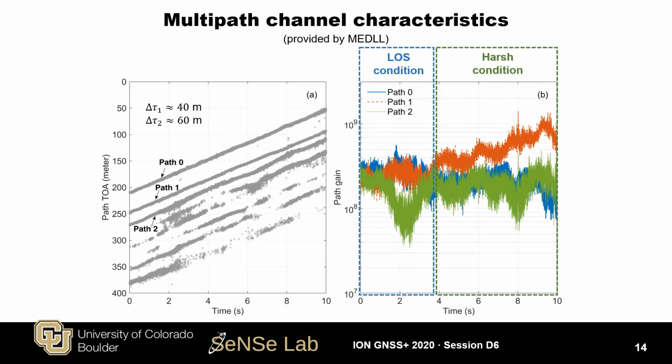Let's first see the multipath channel characteristics in this dataset provided by the MEDLL. The left figure is the path TOA and the right figure is the path gain. We can see that there are three predominant paths with path delays of about 40 and 60 meters relative to the first arriving path. In the first 4 seconds, path 0 has the strongest power among the three paths, which is an indication of a line-of-sight condition. Starting from around 4 seconds, path 0 is more attenuated than the later arriving two paths. Therefore, the last 6 seconds can be regarded as a harsh multipath condition.